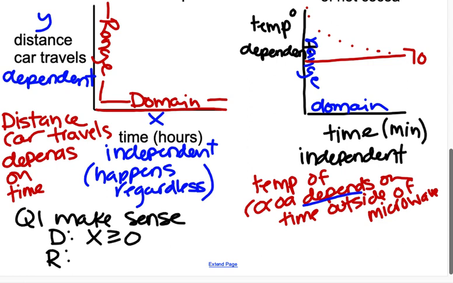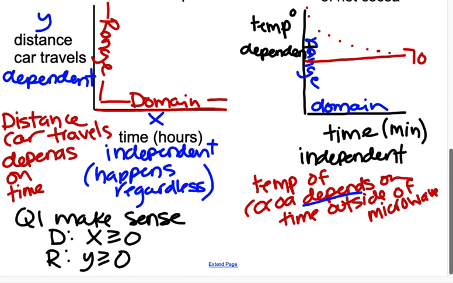It doesn't make sense to have negative values. You're not talking about negative time, that we're driving for -2 hours, like you wouldn't ever say that. And then it makes sense for the range, Y, to be greater than or equal to 0, because the distance your car travels, you could travel 0 miles, you can be sitting in the parking lot, or you can travel 10 miles, 20, but you're not going to say you traveled -10 miles. No one talks like that.